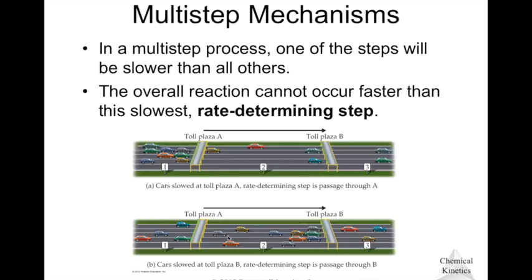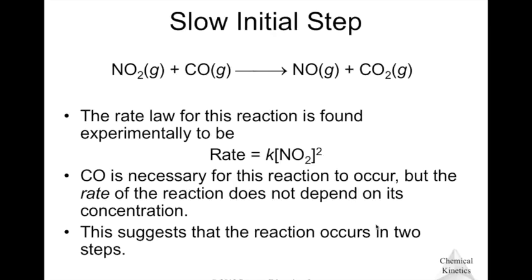Versus in this diagram, they're zipping right through Toll Plaza A. They all have E-ZPass. They're flying through. But something's wrong with the E-ZPass lane over here, so they're bunching up. This is what's going to be dictating the speed of traffic. So in this case, this guy is the rate limiting step. If we have a slow initial step, that makes things a little bit easier.